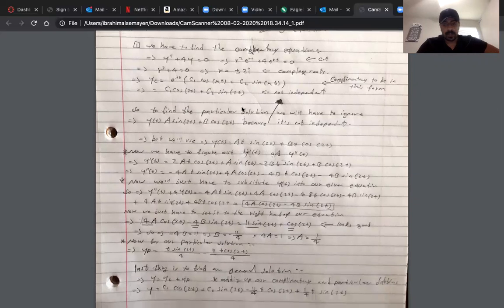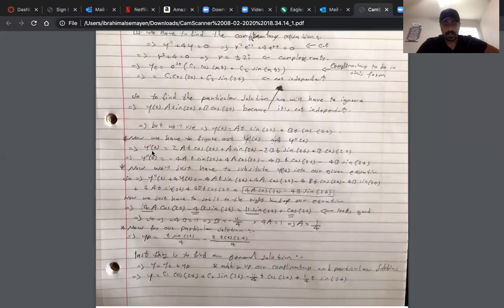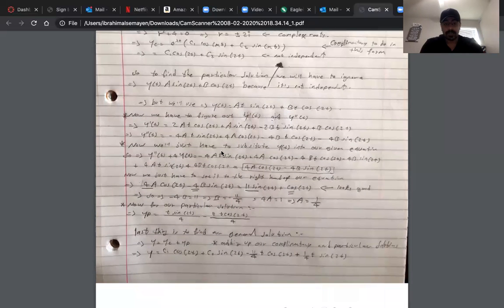To find our particular solution, we would start by figuring out the first derivative and the second derivative. And so as you can see in here, y prime of t equals that, and y double prime of t equals that. And so now we'll just have to substitute y of t into our given equation, because then we'll set it to our right hand of the equation to figure out the values of a and b.